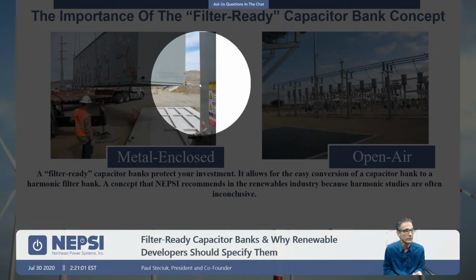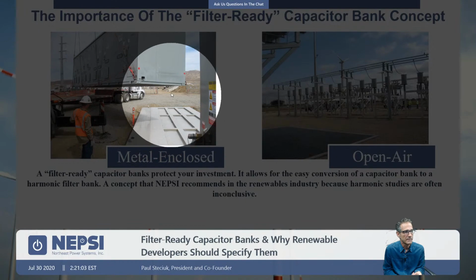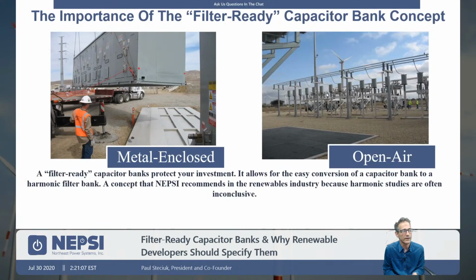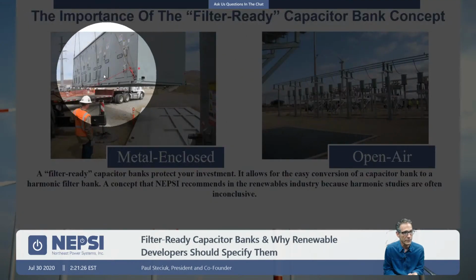I said harmonic filter, I meant capacitor bank. You're buying a metal enclosed cap bank or an open air capacitor bank. You're creating an investment. You're installing it in a substation. You're going through a major effort. You have costs: engineering costs, installation costs, commissioning costs. In the end, when you do your startup, if you have a problem, you need to have a backup plan. Otherwise, there's a potential that you have to scrap everything you purchased.